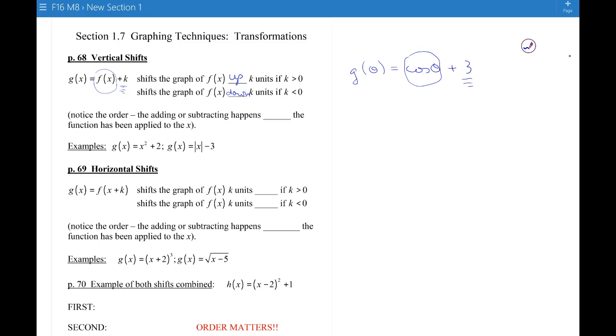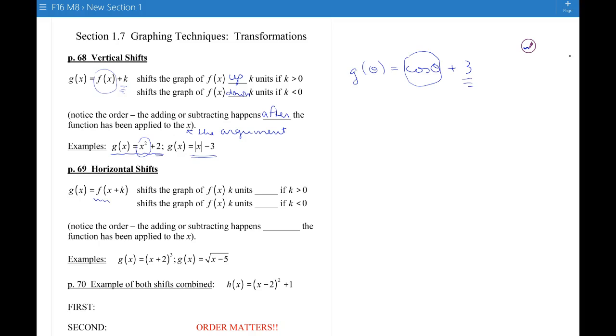So notice the order: the adding or subtracting happens after the function has been applied to the x, or we could say the argument. So that makes it more general. So here's some examples. If g of x is x squared plus 2, you take the basic graph of x squared and it goes upward by 2 without changing its shape. So remember, these are called rigid transformations. The graph doesn't change its shape at all, just moves up and down. So here's the absolute value minus 3. So that takes the absolute value graph and moves it downward 3 units.